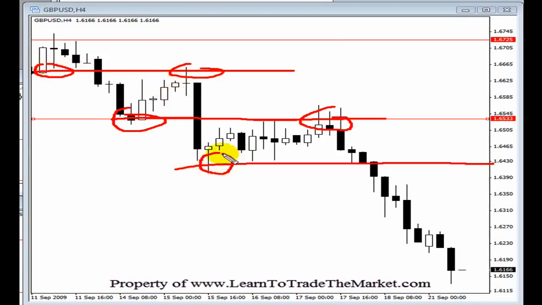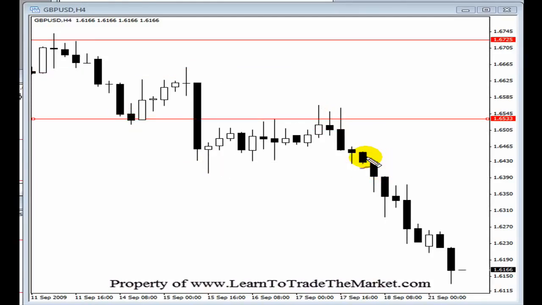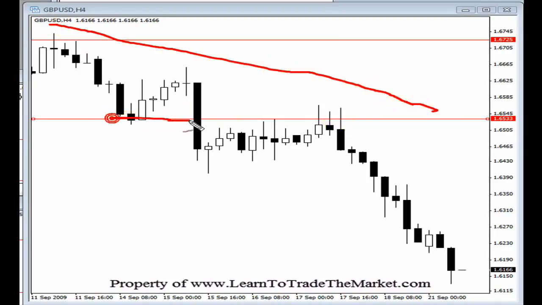This stepping formation is a classic clue for explosive trend moves on the Great British Pound when you have this kind of structured chart where the levels are being respected. Now that's giving us 2 points of confluence. You've got that downtrend, you've got that horizontal level. Now that's 2 points of confluence.